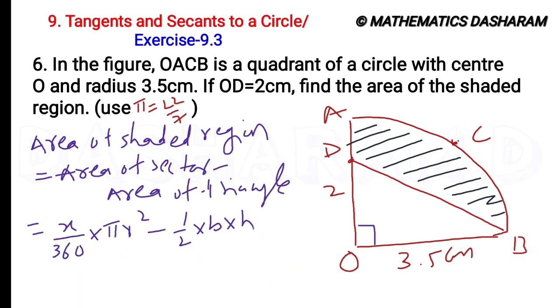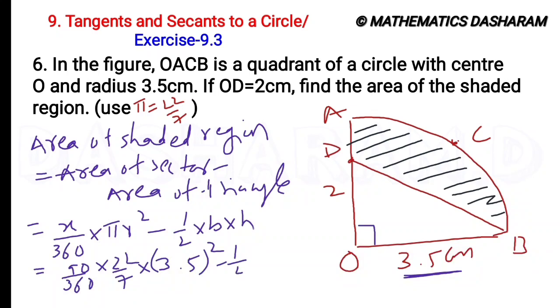Now what will happen here? X value 90 by 360 into pi value 22/7 into r value, which is 3.5, not 2. Okay, so 3.5 whole square minus 1 by 2 into base of a triangle, which is a base here. 3.5 is a base and height is OD. Now OA is not a height, OD is a height of a triangle. So that is how much? 2.